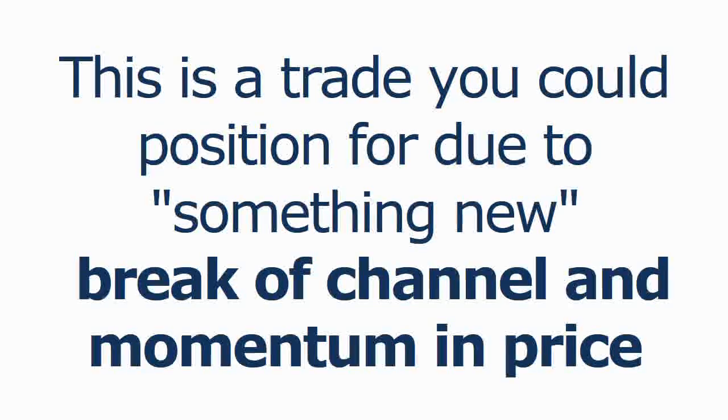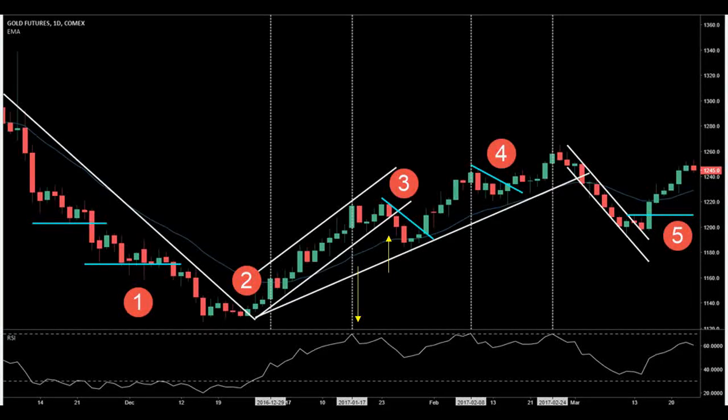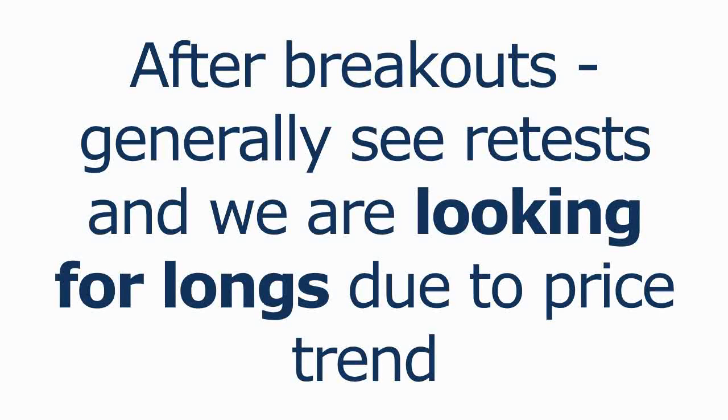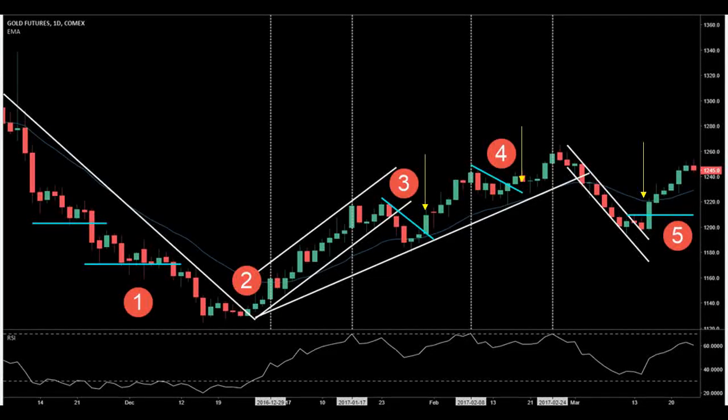And number 3, the RSI hits 70. Price pulls back to the area around the moving average after breaking the low of the channel. Now after breakouts, we generally see retests, and we're looking for longs due to the price trend. The blue line is a trend line that we can use for entry if it's broken with momentum. Price breaks back to the upside with momentum. Number 4, the RSI pulls back, breaks to the upside.